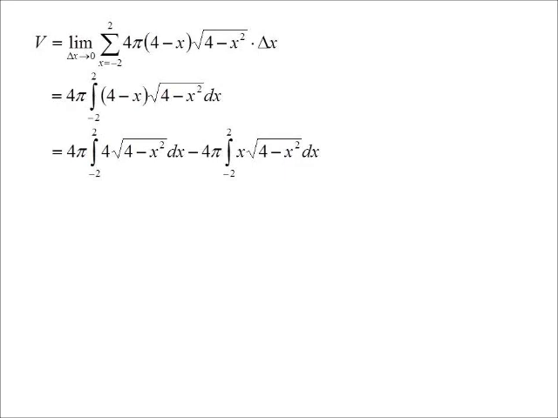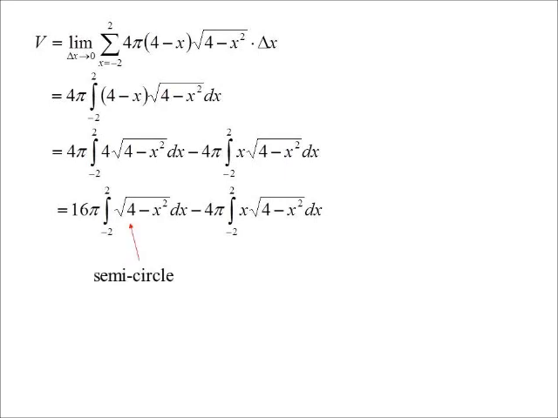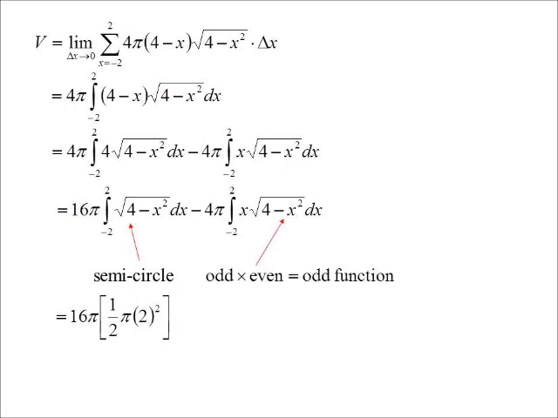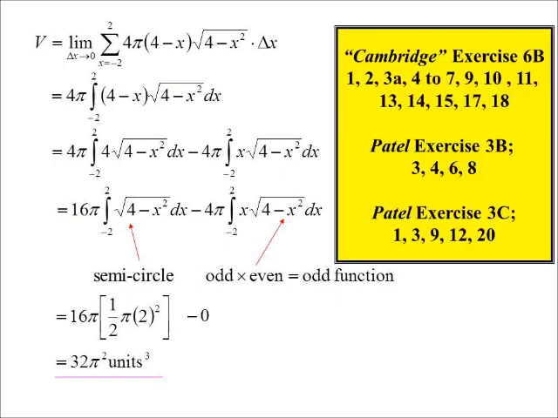Okay, so the first one tidies up to be 16 pi. There's our semicircle, so pi r squared, but for a semicircle, half pi r squared. The other one is an odd function times an even function, so we know that integral is 0. So we get 32 pi squared units cubed. I don't get why the radius is 4 like that.